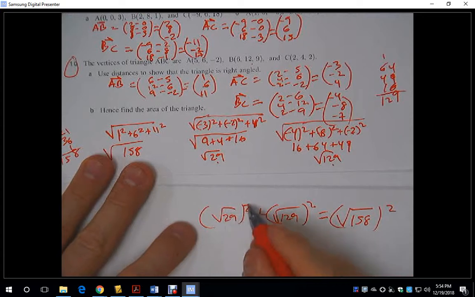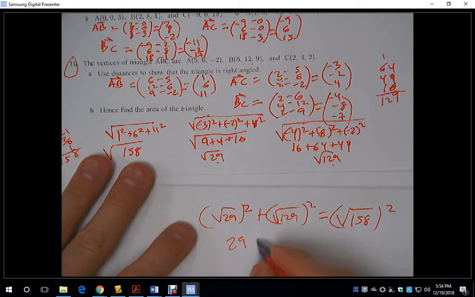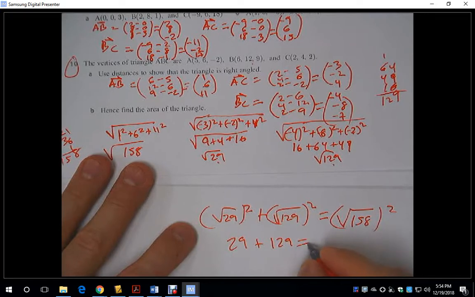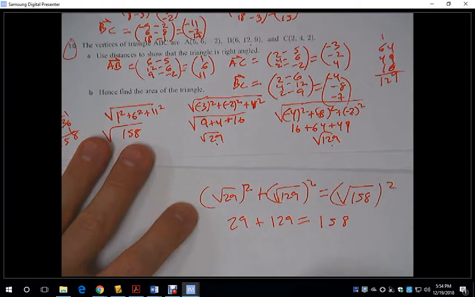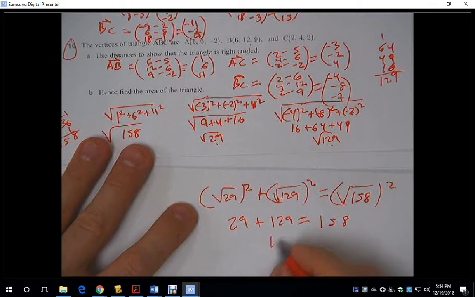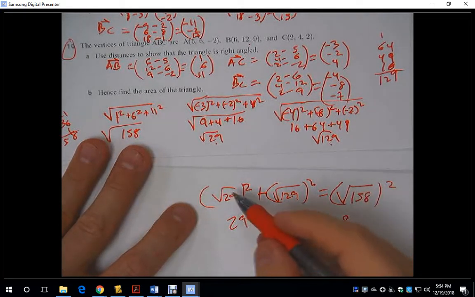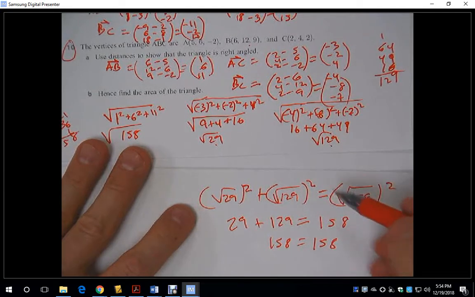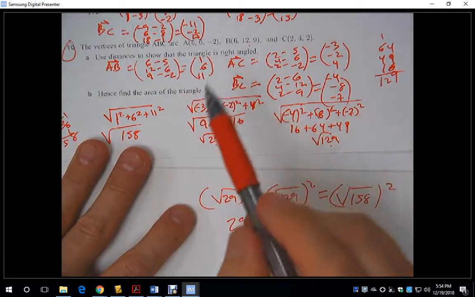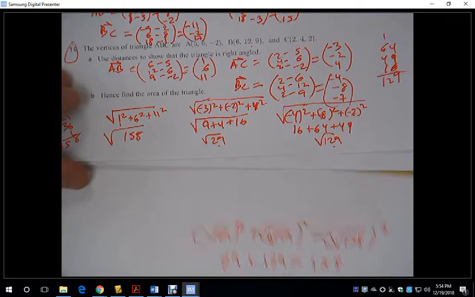Well, square root squared, those are inverses, leaving me with 29. Square root squared again leaves me with 129. And then does that equal 158? And it does. I get 158 equals 158. So this is evidence, because a squared plus b squared equals c squared, that this triangle is a right triangle.